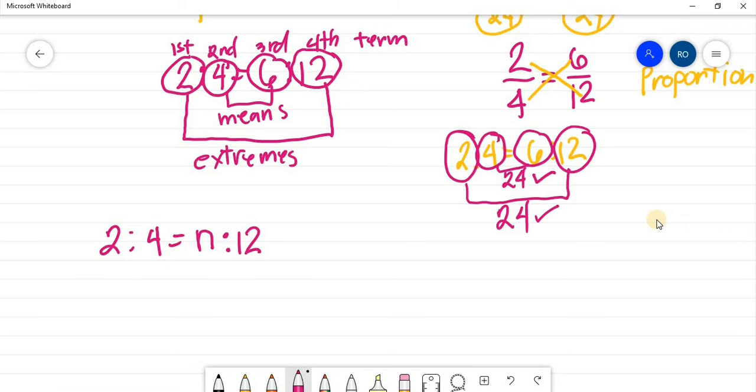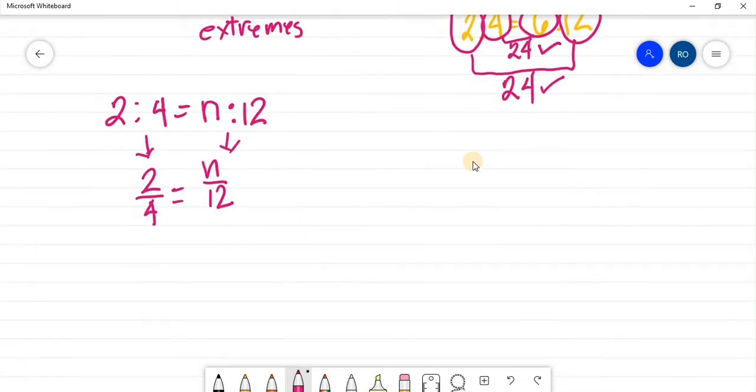So let's write them in fraction form. We have 2/4 is equal to n over 12. So let's use the cross product. 2 times 12 is equal to n times 4. Now, let's multiply them. 2 times 12 is 24, is equal to n times 4, which is 4n.